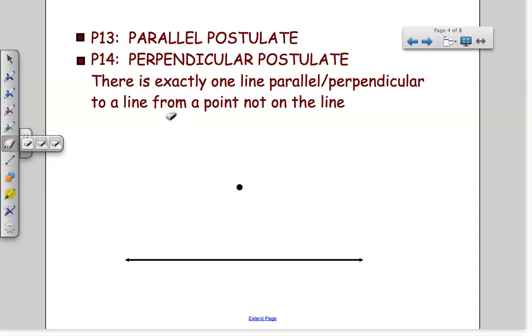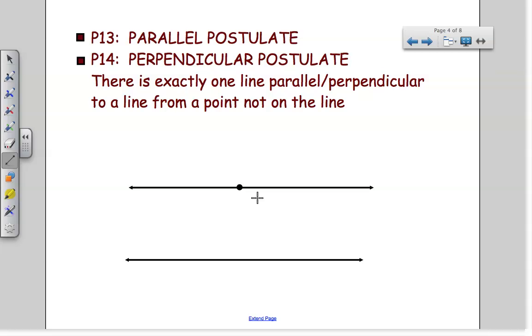Alright, 2 more postulates here. Parallel postulate and perpendicular postulate. What these say is they're kind of the same idea, just substitute the word parallel or perpendicular. But there's exactly one line that is parallel, or exactly one line that is perpendicular to a line from a point not on the line. I have this point, I have this random line. There's only one line that I could draw that would be parallel to this line that goes through this line. And if I wanted to draw that line.